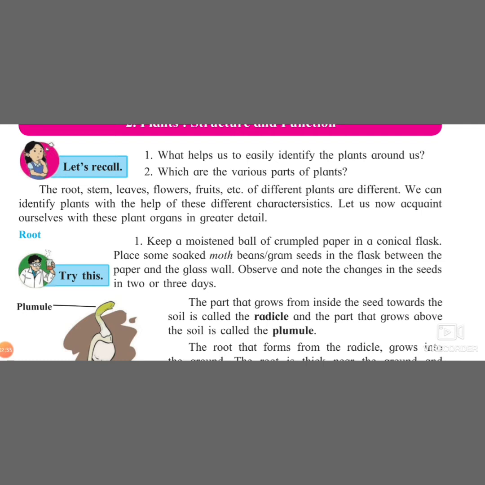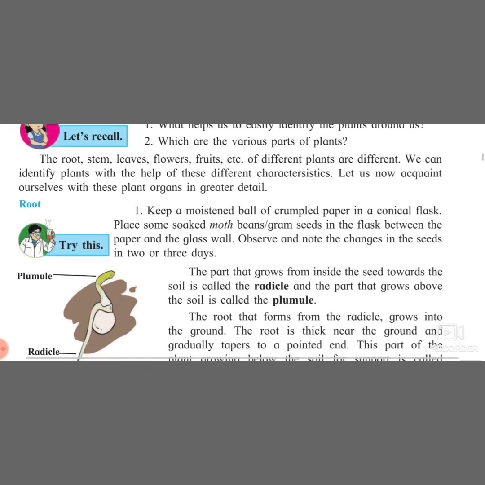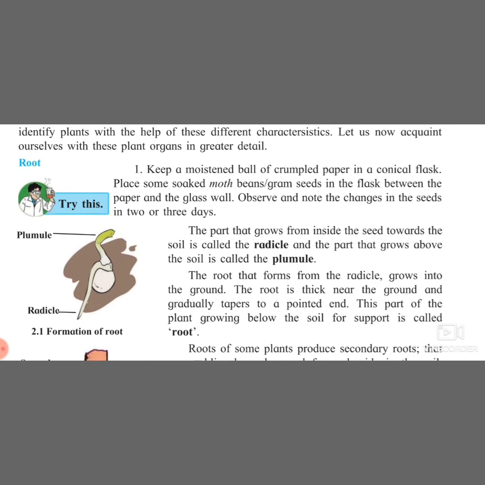If you wash these moth beans and keep them soaking in water for a long period of time, you can see after a few days that they are sprouted. Something white color tiny part arises from them. So that tiny part which comes out, we can say that it is sprouted, and sprouted ones are good for our health also. So the part that grows from inside the seed towards the soil is called radicle.